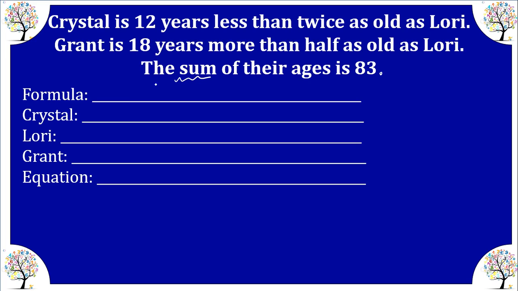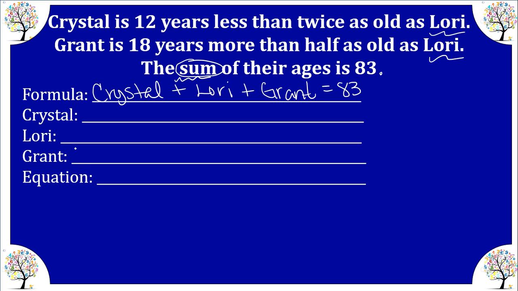So we're going to write a formula, and this is our keyword in our formula. So we have Crystal's age plus Lori's age plus Grant's age, and the total is 83. Now we know something about Crystal because it says Crystal is 12 years less than twice as old as Lori. We know something about Grant. Grant is 18 years more than half as old as Lori. We know nothing about Lori, so we're going to let X represent Lori's age.